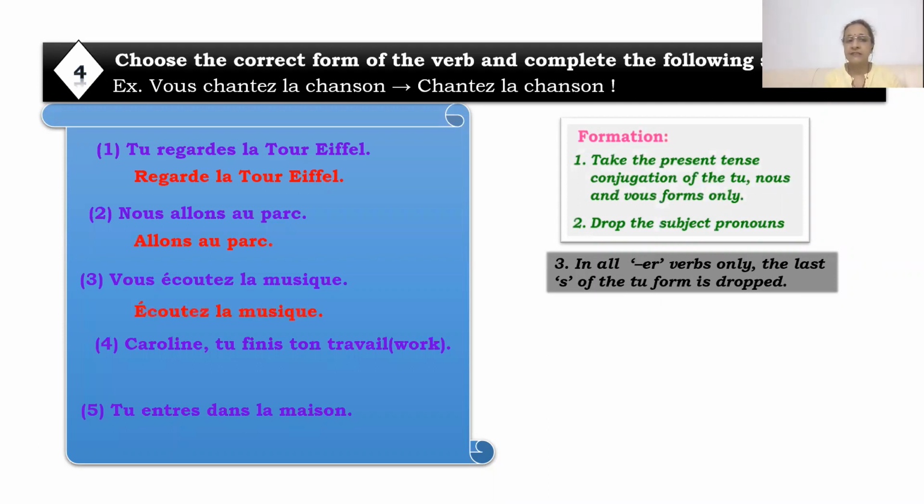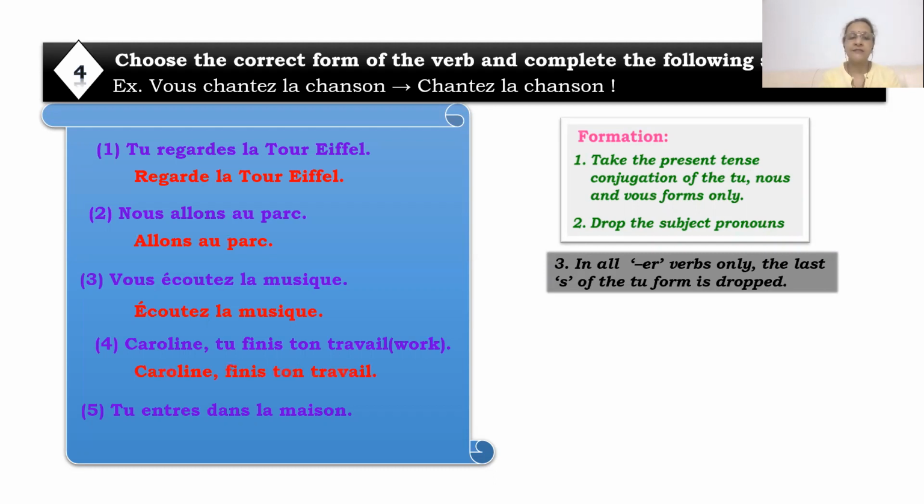In the fourth sentence, Caroline is the subject. No, there is a comma. So Caroline is just emphasizing the subject pronoun. Caroline, you finish your work. Now, if I want to give this in the form of an order, what do I do? I simply drop the subject pronoun. Caroline, comma indicates a pause. So Caroline, finis ton travail. Finish your work. I'm giving an order to Caroline.